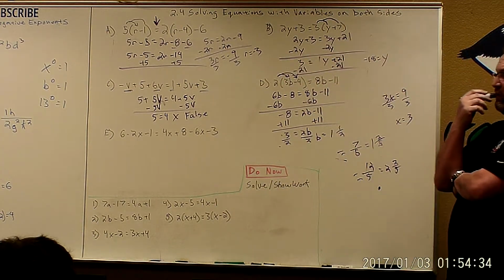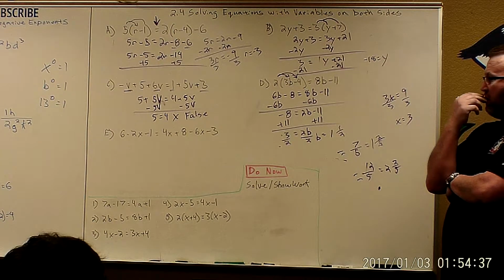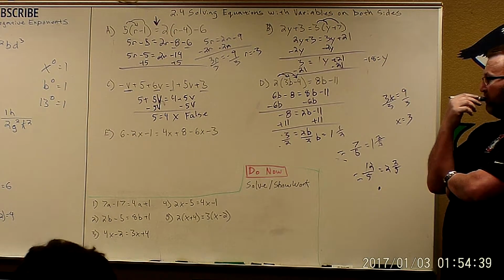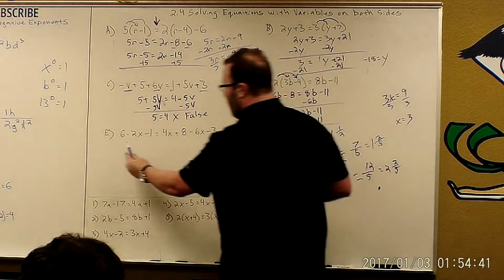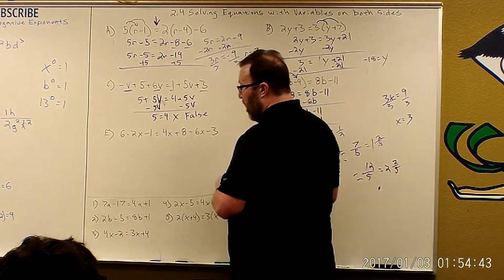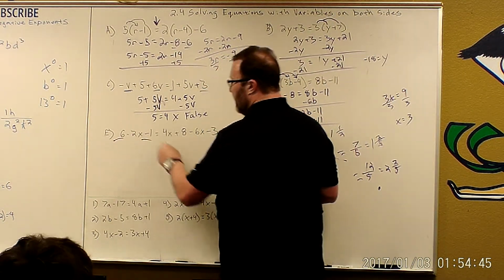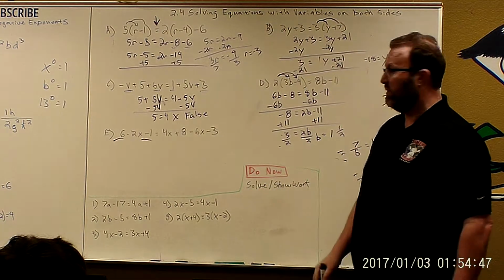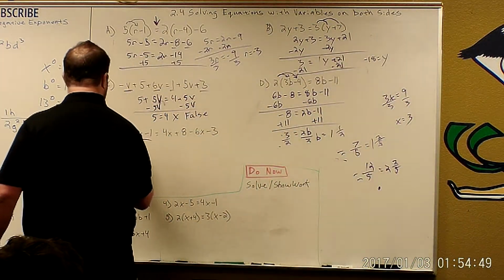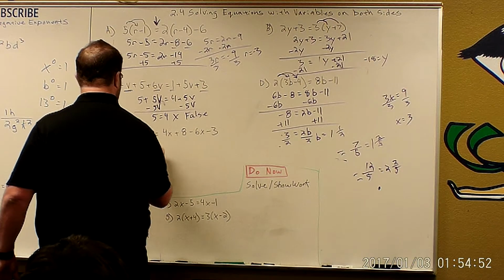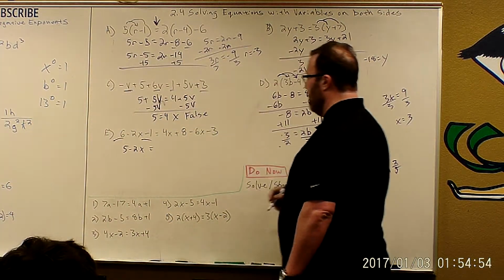All right, Jose's time to shine. We can simplify both sides of this. How many variables do we have on this side? 1, but we have numbers, right? So we can combine these numbers. What's 6 minus 1? 5. Good. So we're just going to write this as 5 minus 2x, right? This one's done.